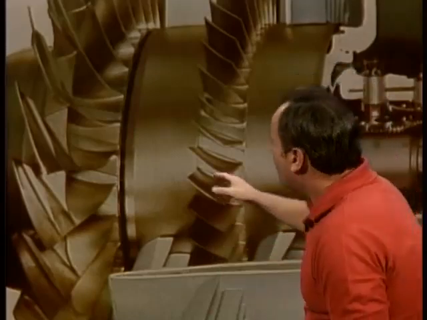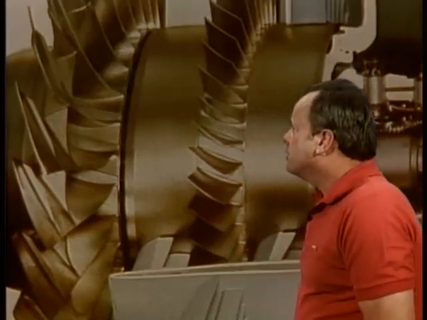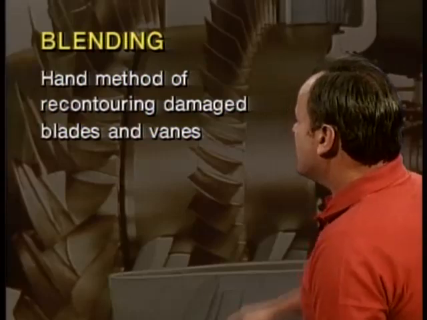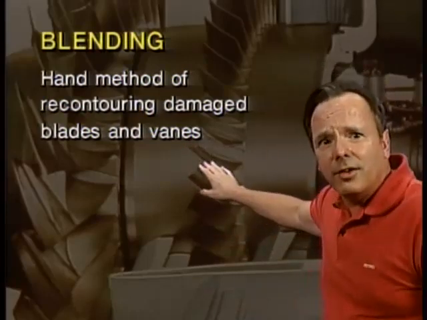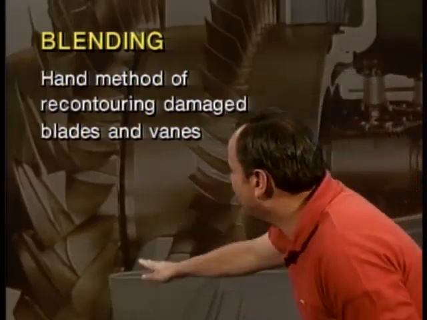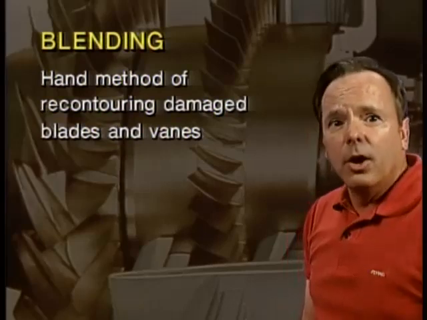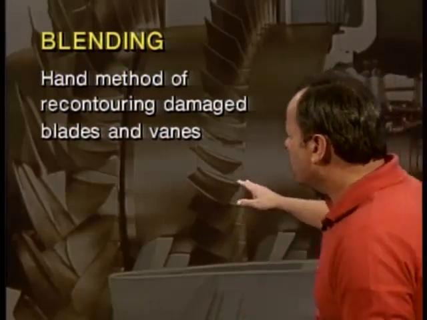A type of repair to turbine engine compressor blade coded areas for each individual area is accomplished by a procedure termed blending. Blending is a hand method of recontouring damaged blades and vanes, and it requires the use of small files, emery cloth, and honing tools. Now, this isn't something you do very lightly.